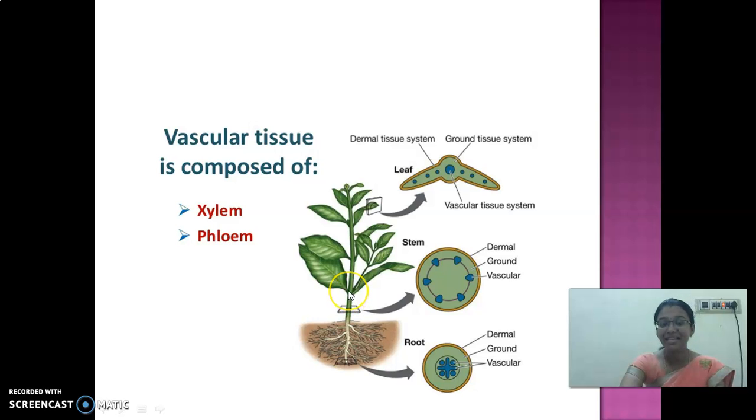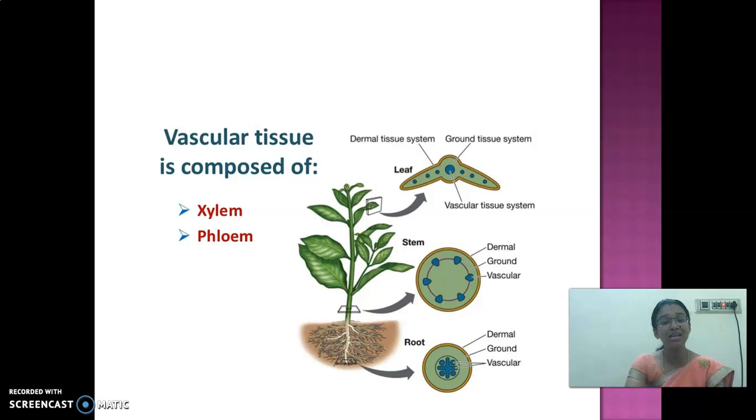But inside it, they have tissues. They are called vascular tissues. These vascular tissues are composed of xylem and phloem. Just have a note of it, children. We have small tissues present inside the leaf and stem. They are called vascular tissues. What is it? Vascular tissues. This vascular tissue is composed of xylem and phloem. Otherwise, we can say xylem and phloem are called vascular tissues.